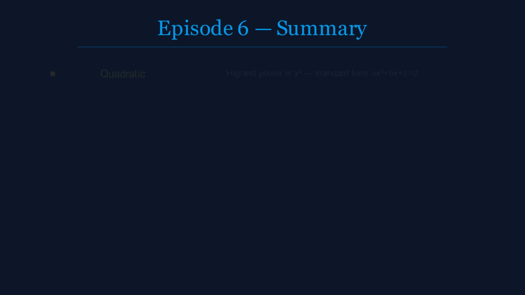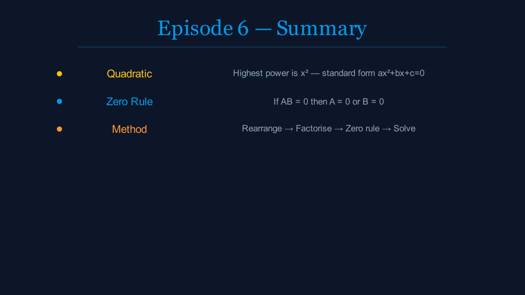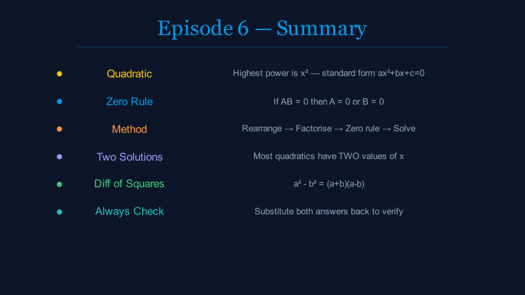That's it for episode 6. Here's a summary of what we have learned. A quadratic has x squared as its highest power. Standard form ax squared plus bx plus c equals 0.